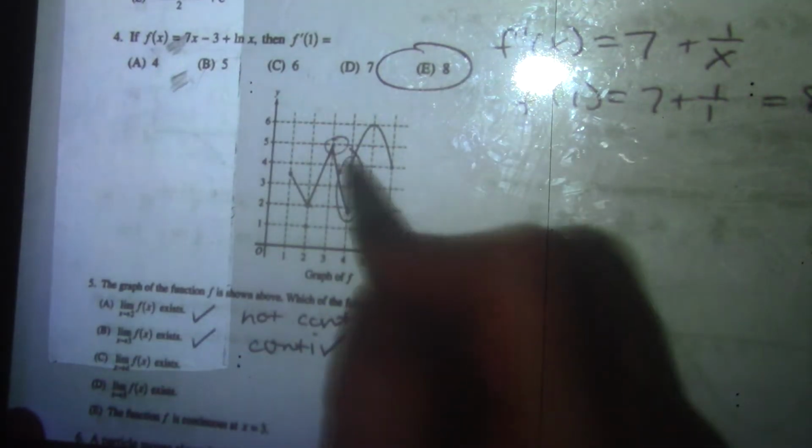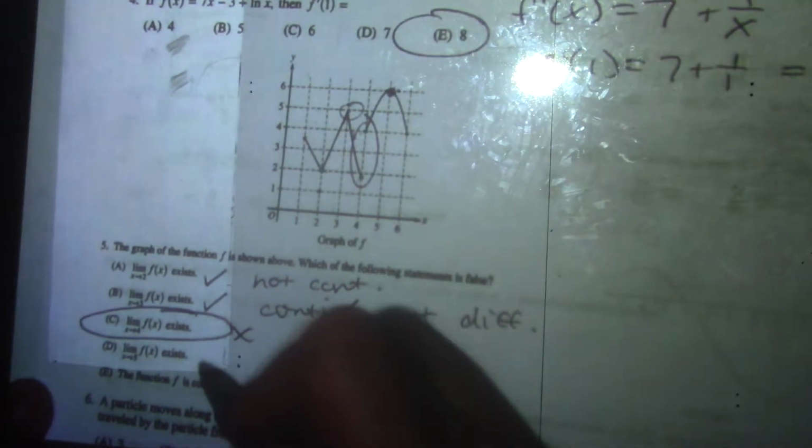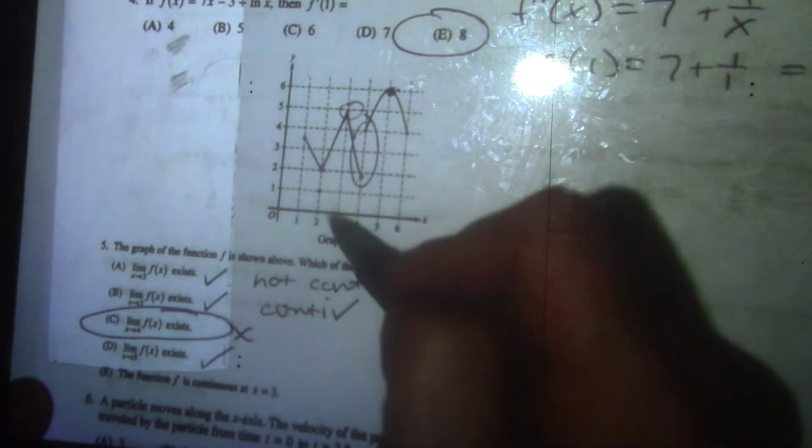X approaching 4, the limit exists. No, the left side is not equal to the right side, so that's false. 5, yes, that one, the limit exists. It is continuous and it is differentiable, and the function is continuous at 3. Yeah, it is there. It's not differentiable, but it's continuous.